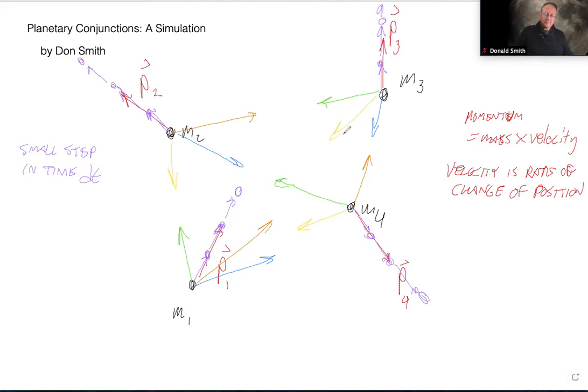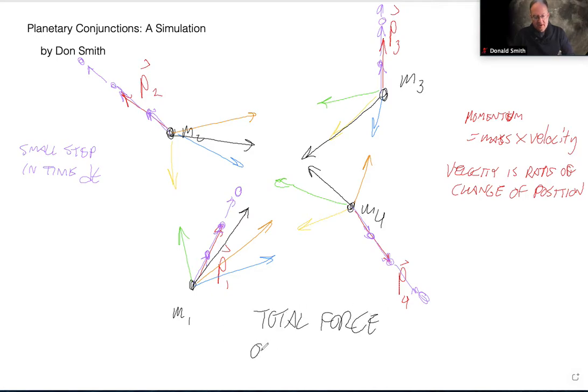So each of these masses is exerting a force on the other masses, and I can add up these arrows. So this one plus this one plus this one is going to be something kind of like that, and these are going to add up to be something kind of like that. These are going to add up to be something kind of like that, and these are going to add up to be something kind of like that. So those black arrows represent the total force on each object.